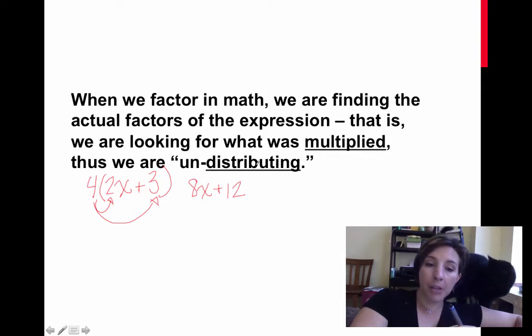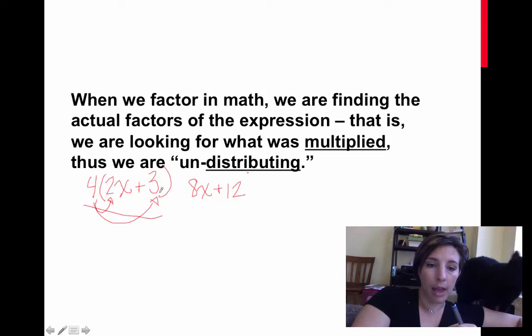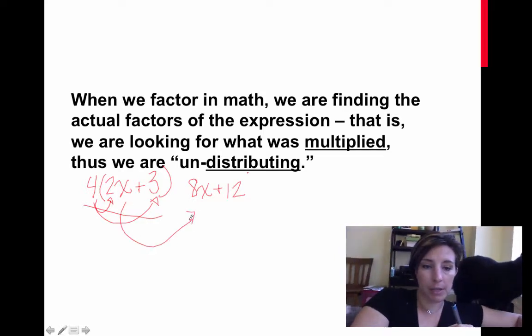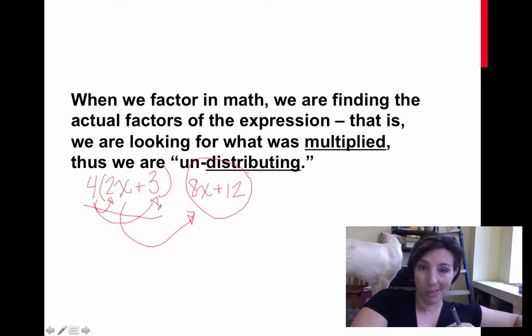When we factor, we undistribute. So this is distributing. Going from this expression to this expression is a distribution. Going from this expression backwards is factoring.